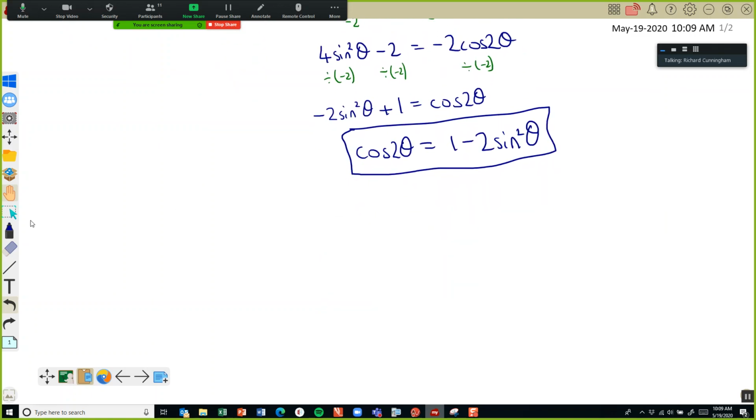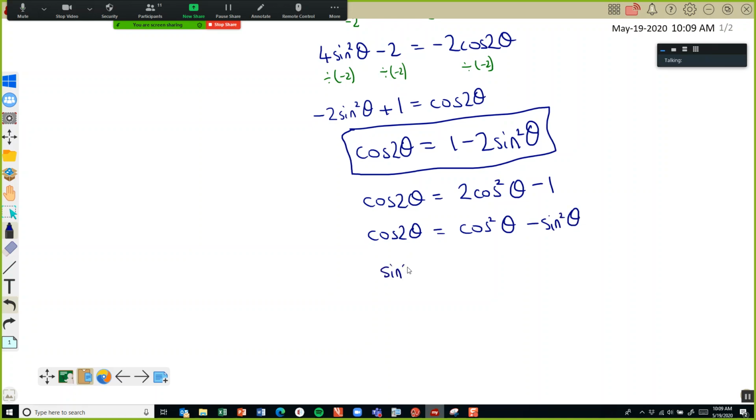The other formulas that are given to you are cos 2 theta equals 2 cos squared theta minus 1. Cos 2 theta equals cos squared theta minus sine squared theta. And sine 2 theta equals 2 sine theta cos theta.